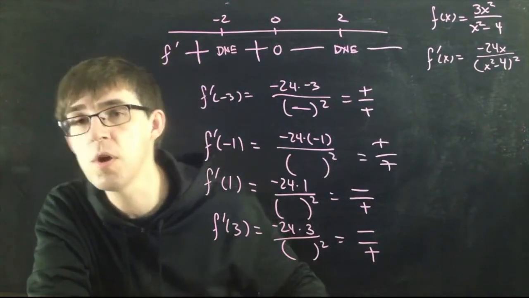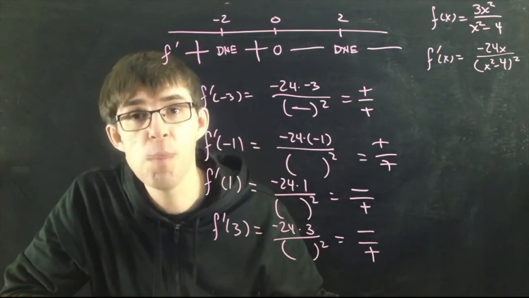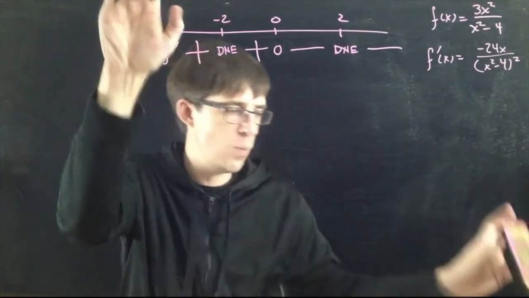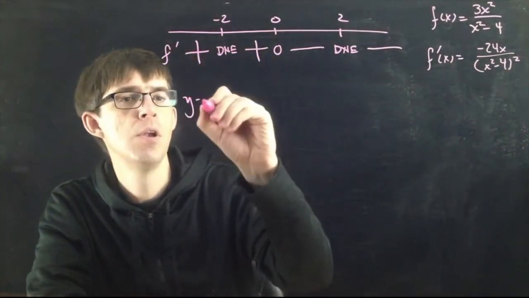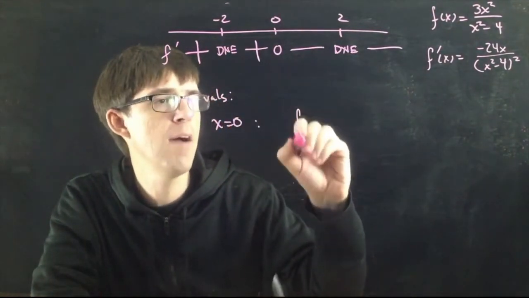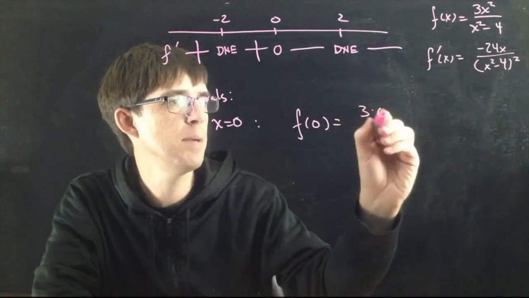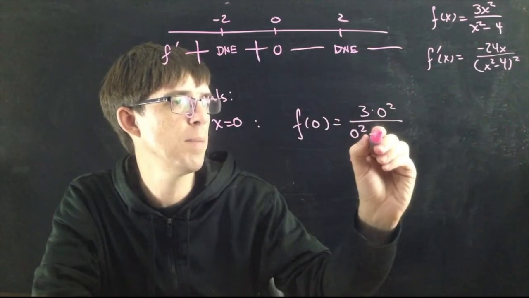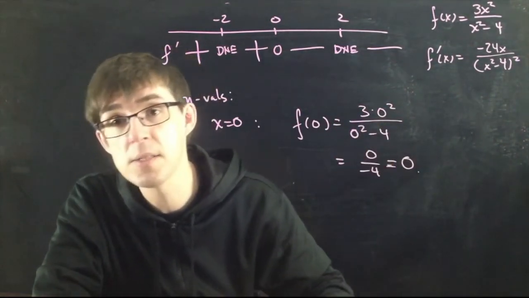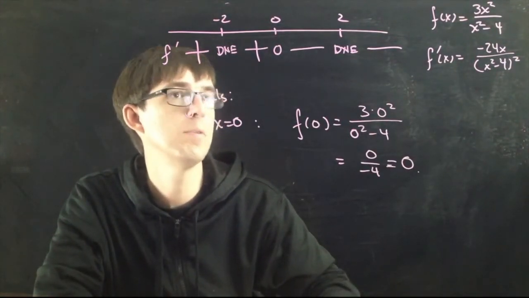All right, there's my chart for the first derivative, increasing, decreasing. I think we're almost ready to draw the picture. We just need some y values first. So to find the y values for each critical number, x equals 0, for the y value for that one, I go f of 0. I get, plugging in here, make sure you use the right formula, 3 times 0 squared over 0 squared minus 4. This is 0 over negative 4, which is 0. Okay, so I guess x equals 0, y equals 0 is one of the critical numbers to plot.